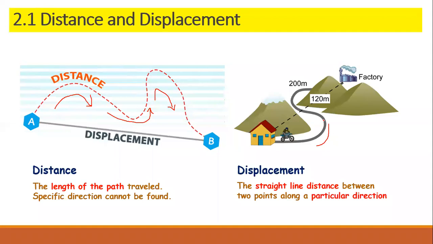The length of that road is 200 meters. But if we take an imaginary line between this house and his factory, it is only 120 meters. So that is the shortest distance between these 2 points. Here we can take this 200 meters as the distance or the length of the path, and 120 meters as the shortest distance or the straight line distance between these 2 points. It is the displacement. Did you understand that?